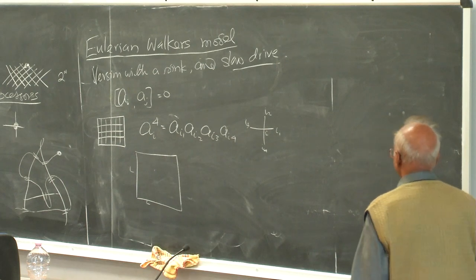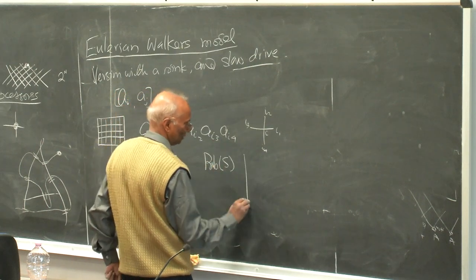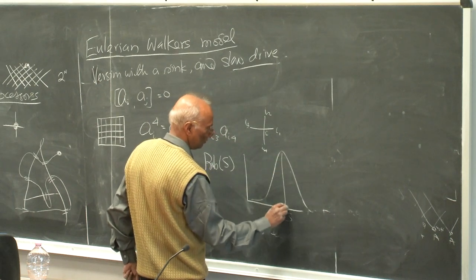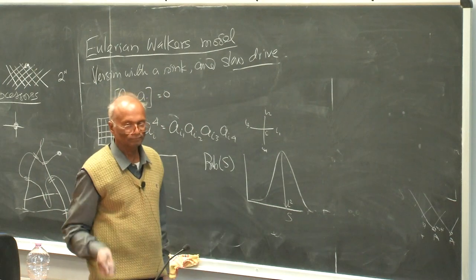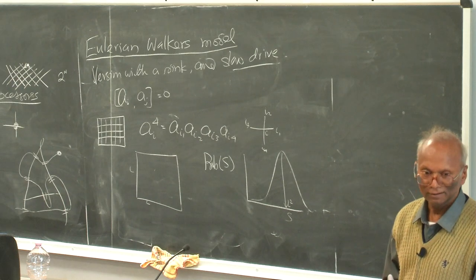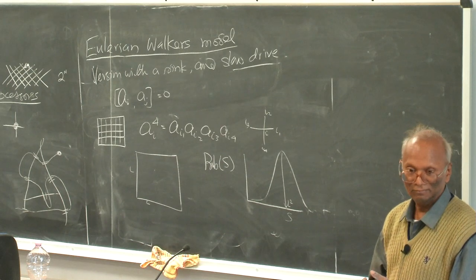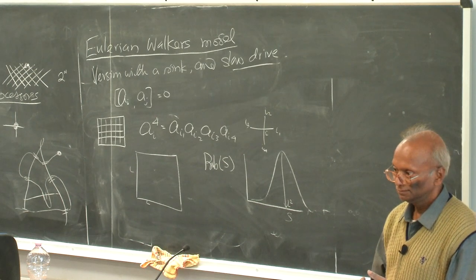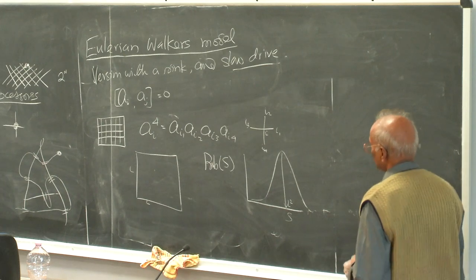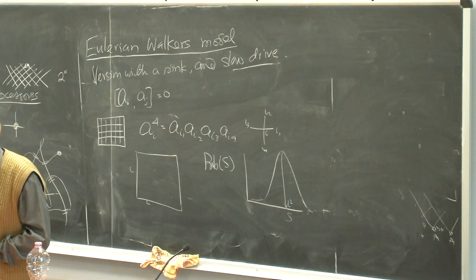Okay? So in this case, the probability of S as a function of S looks something like this, where this value is like L squared. Just order of magnitude. So it has a different statistics. So that's very interesting or surprising. You have the same operator algebra, but somehow it doesn't give you enough information about the avalanche statistics.